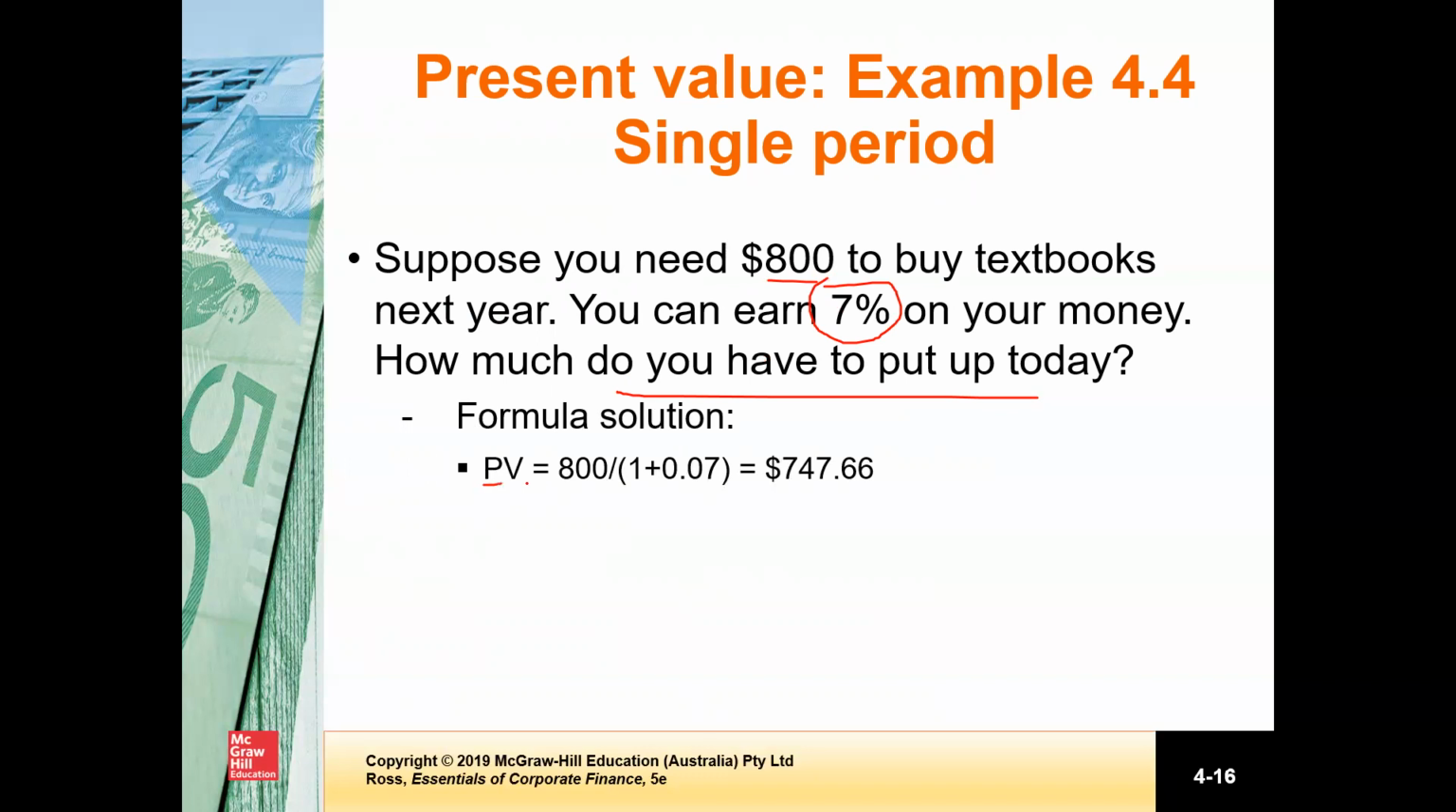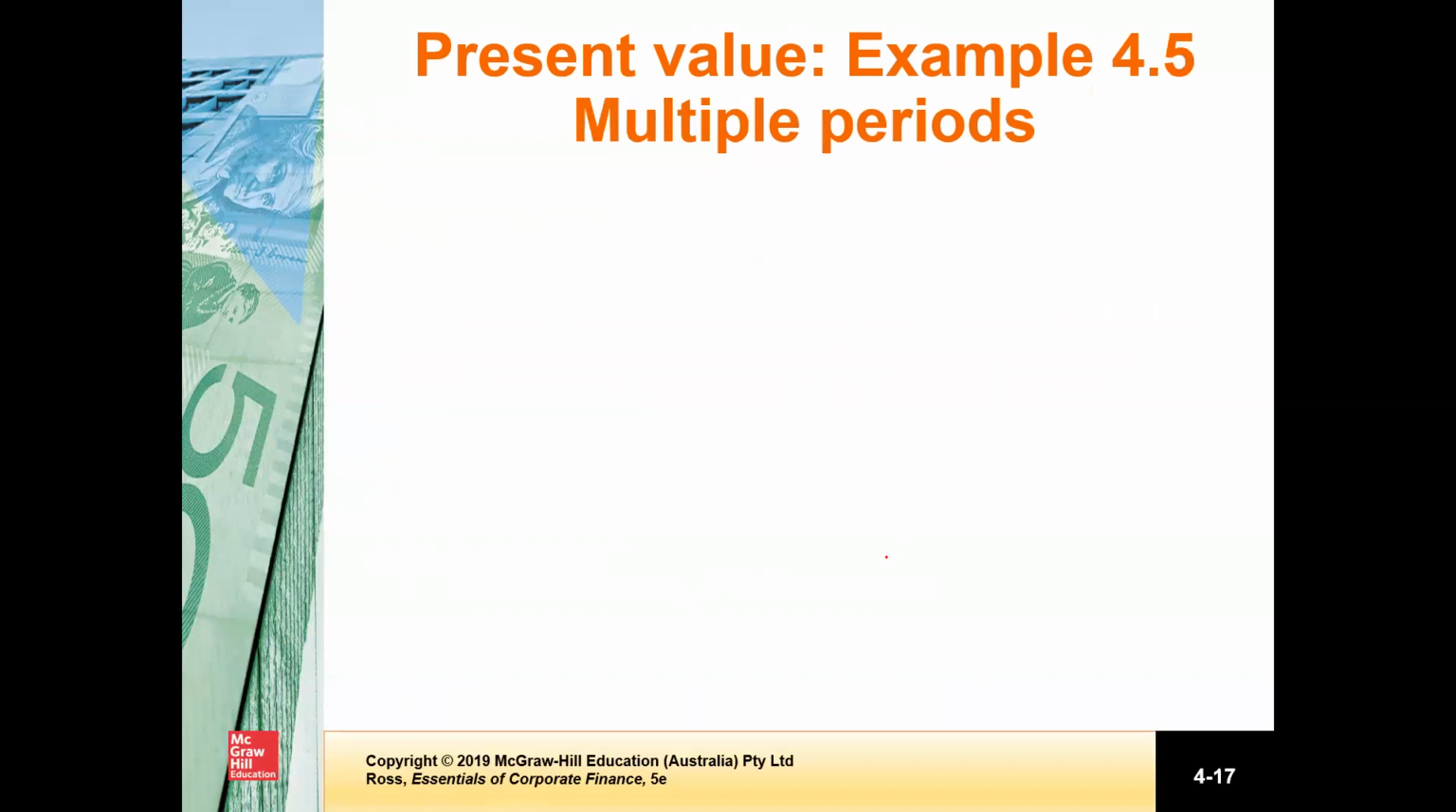So present value equals future value, which is 800, what you need in 1 year's time, divided by 1 plus R. R is the interest rate. And you can see that it's 747.66, which means that if you put 747.66 today at 7% interest, at the end of the year you will get $800 so that you can buy your textbook. Okay, so this is a present value problem.